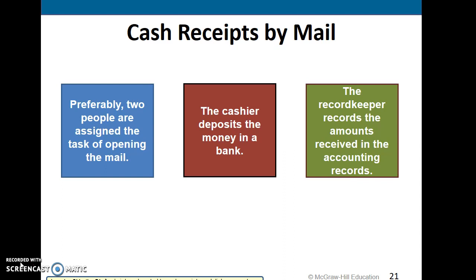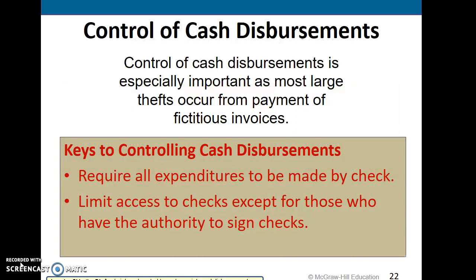So everybody's doing something different. But when we receive cash, that's the process that should be followed so we can have good internal controls regarding our cash that we receive by mail. Control of cash disbursements. It talks about the keys to controlling cash disbursements and one not to require all expenditures to be made by check.